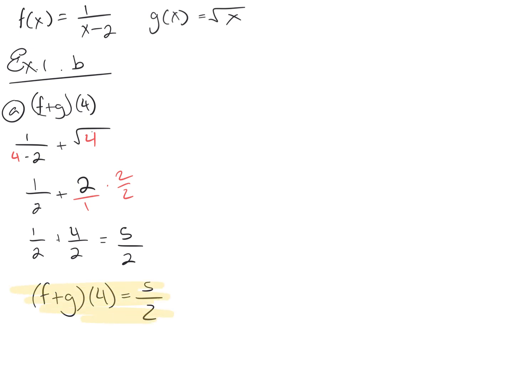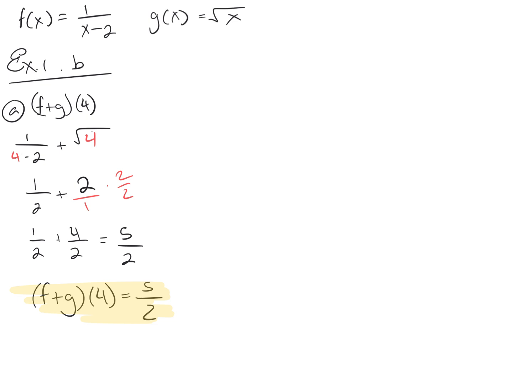This would be your answer in this case, the 5 over 2. You don't have to write f plus g of 4 equals 5 over 2. I'm doing it so you guys see the full setup. If you just write 5 over 2 and you're following the work and it's organized and you mark it and you circle it, then that's fine.